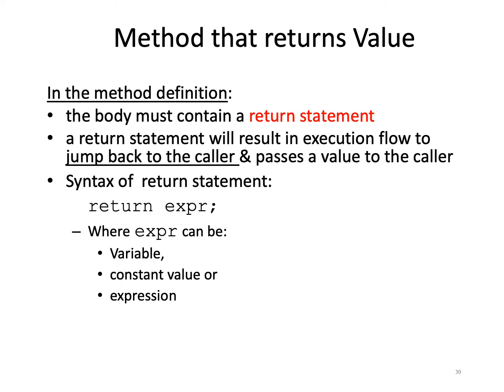For a method that returns a value, the body of the method must contain a return statement. A return statement will cause the execution flow to jump back to the caller and pass a value to the caller. The syntax of the return statement is return and the expression, which can be a variable, constant value, or expression. Keep in mind that it can only return exactly one value.